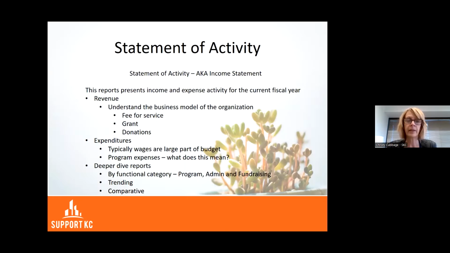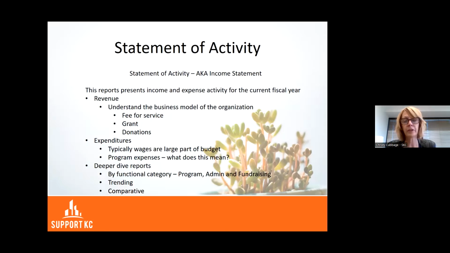The revenue, again, it's really important for you to understand the business model of your organization. How are you funded? Are you fee for service, grant revenue, donations, so that you can look at that and know how you're funded, what a typical year looks like. Are you seasonal? That's probably the most important thing on revenue. Also, if you're grant funded, whether the grants are typically restricted or unrestricted is really important as well.